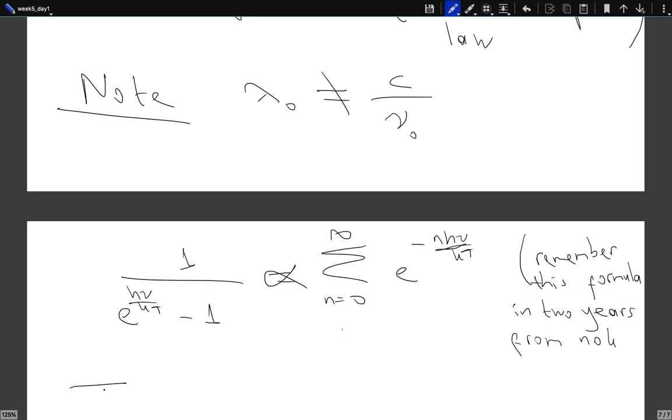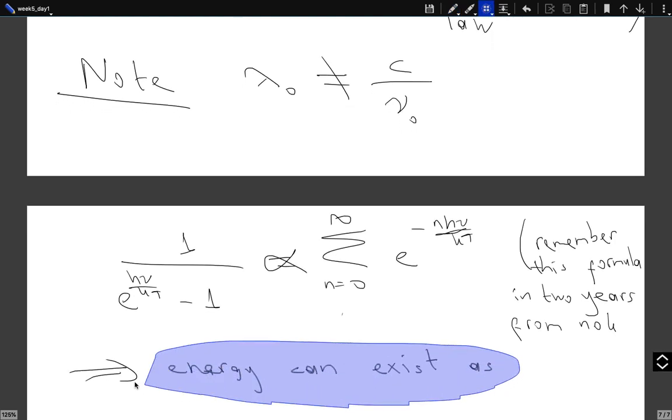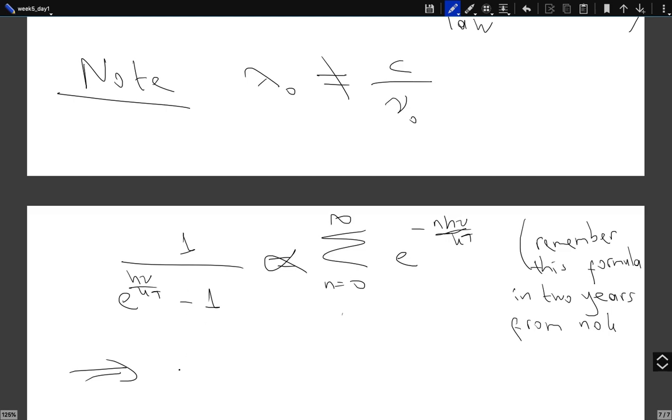Well, this formula basically tells me that energies can exist, or let me put it this way: allowed energies.